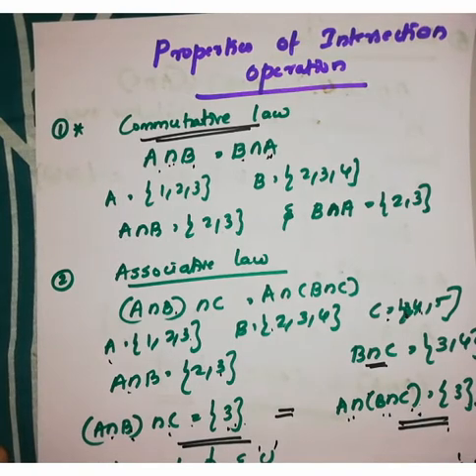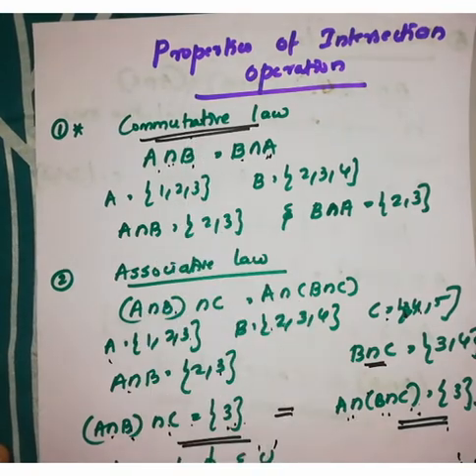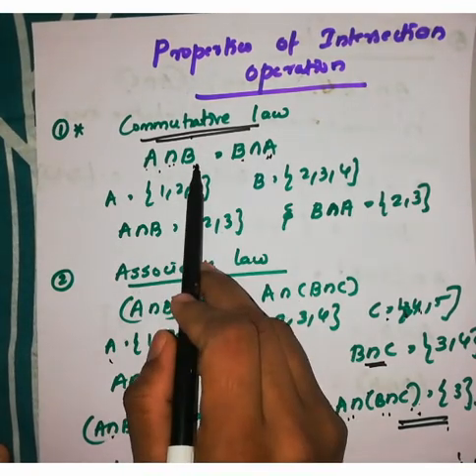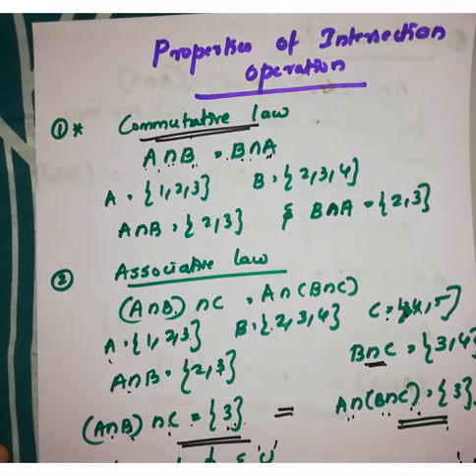So the next topic we are going to discuss is the properties of the intersection operation. In the last class we discussed the properties of the union operation. In the same way there are some properties for the intersection operation. The first one is the commutative property. What is the commutative property? A intersection B is equal to B intersection A, the same as in the union operation.